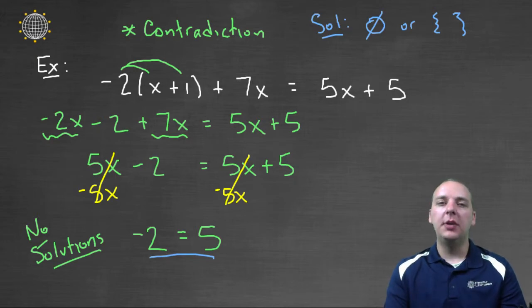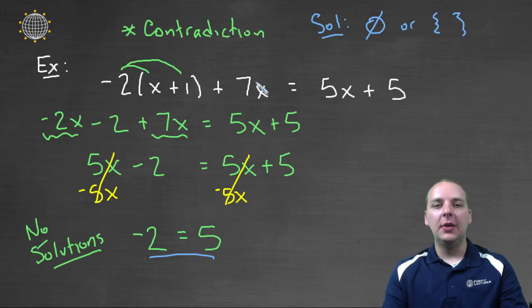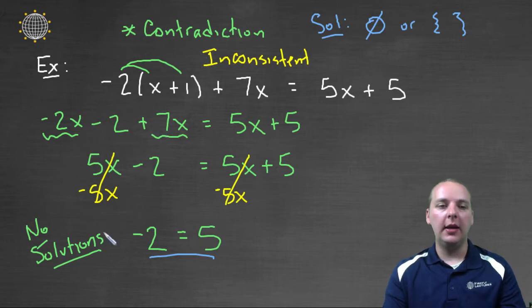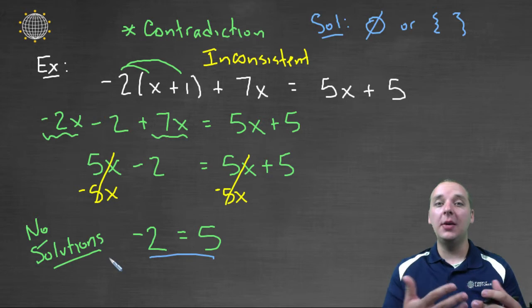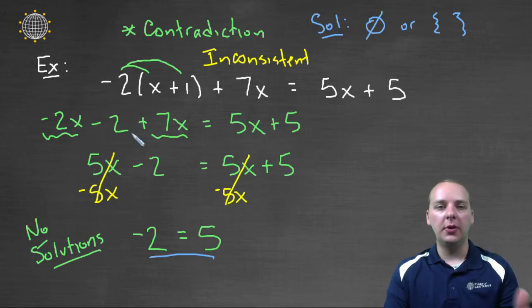Another word that some textbooks will use to indicate this situation that we're in is they will call this type of equation inconsistent. And that simply means that it's a contradiction and that there's no solutions for this equation. So there's a lot of different ways to say what we're trying to say. It just kind of depends on your particular instructor, your particular textbook.